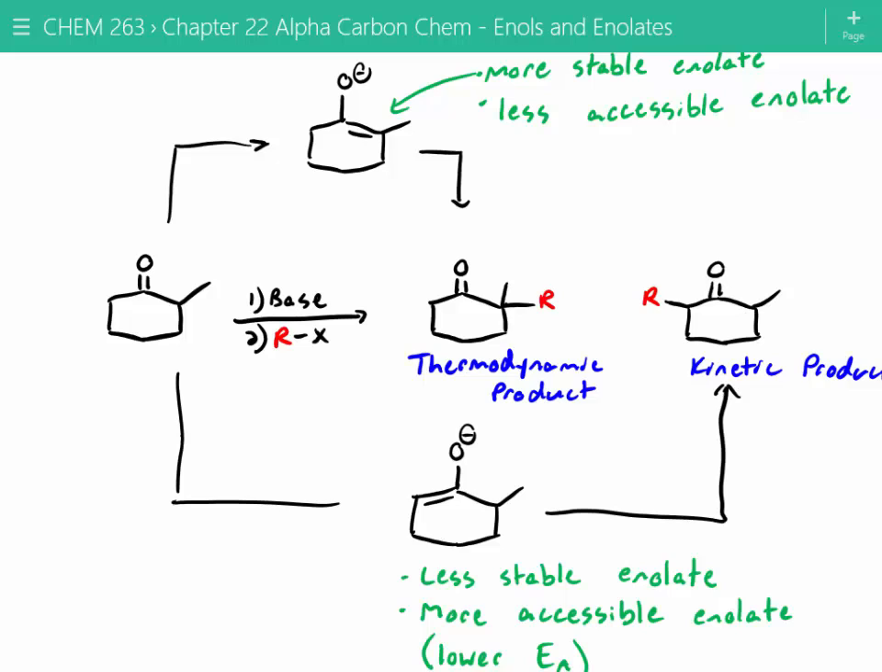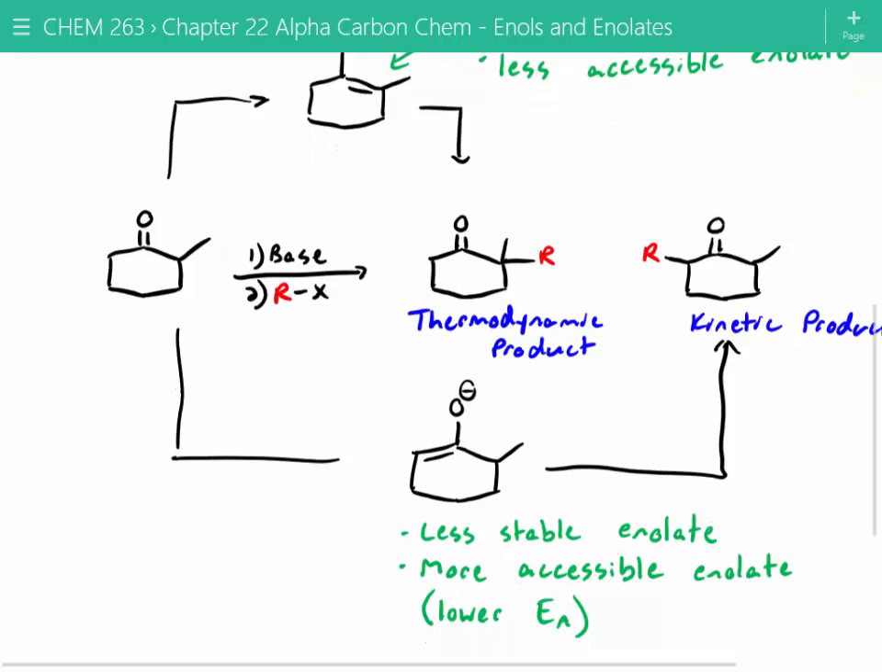So how can we favor formation of thermodynamic products? Add heat. What about kinetic products? Run it really, really cold. What about our base even? If we want our thermodynamic product, do we want a really big base or a really small base? Small base. We want something that can be small enough to reach in and grab that alpha proton. If we want our kinetic product, do we want a really big base or really small base? A big base. So we've got a couple of things we can use to control this reaction.